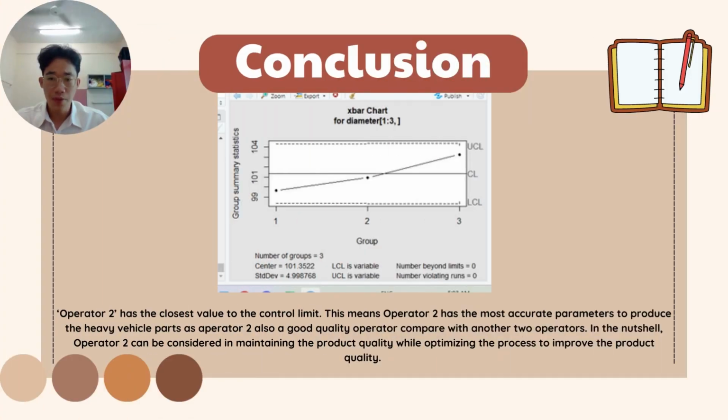In conclusion, operator 2 has the closest value to the control limit. This means operator 2 has the most accurate parameters to produce the heavy vehicle parts, as operator 2 is also a good quality operator compared with the other two operators. In a nutshell, operator 2 can be considered to maintain the product quality while optimizing the process to improve the product quality.